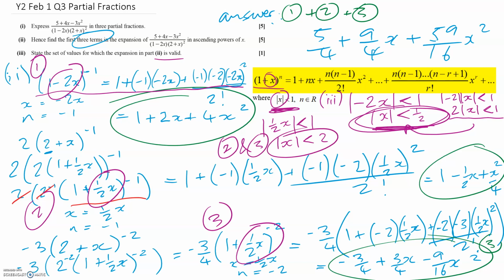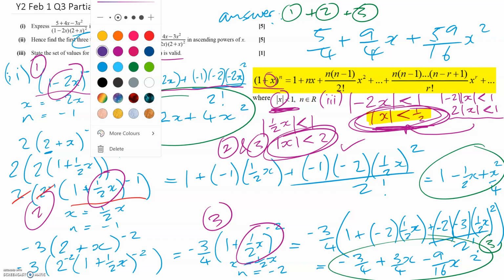Now, the only way both of those are going to be valid is if the modulus of x is less than a half. If you think about it, if x was 1, for example, then this one is fine, but this one isn't fine. So in order for both of these expansions to be valid, this needs to happen. If x is less than a half, then it will be valid for this one as well. So the final answer for part 3 is this here.